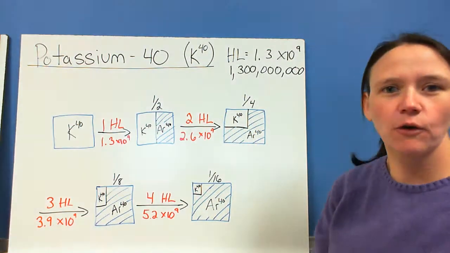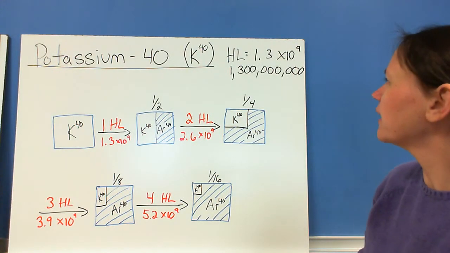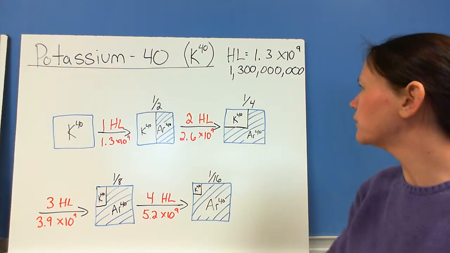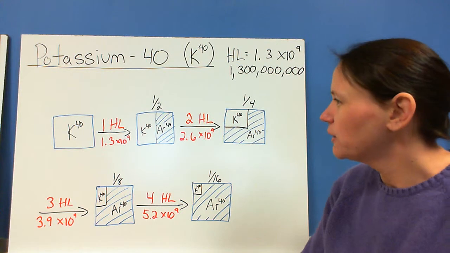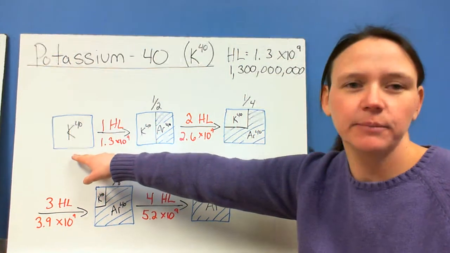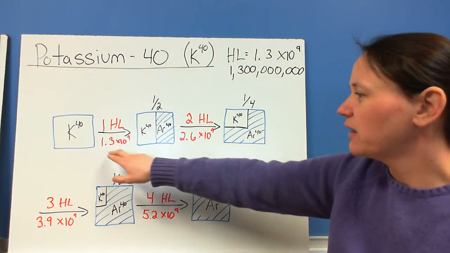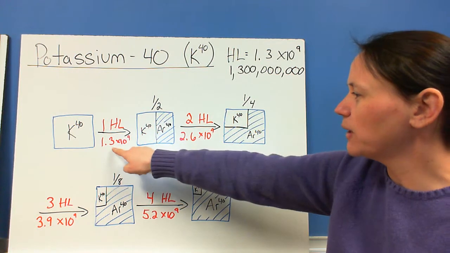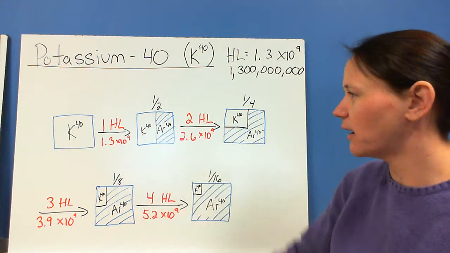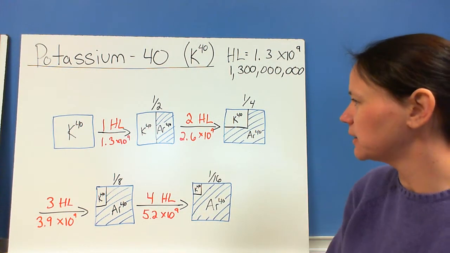Now another isotope that we use a lot is potassium-40. And potassium-40 has a half-life of 1.3 times 10 to the 9 or 1.3 billion years. So again, watching this process here, we've got 100% potassium-40 in this brand new rock. Okay, it goes through one half-life. That means that after 1.3 billion years, half of that potassium-40 has decayed, and it decays into argon-40.